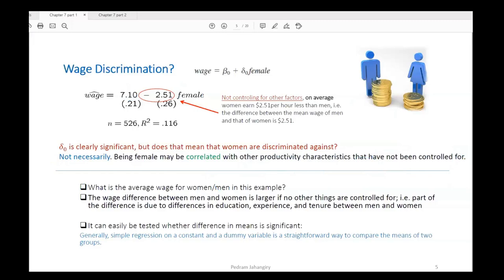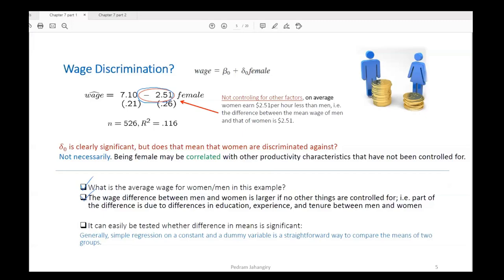Okay, now the second one. The wage difference between men and women is larger if no other things are controlled for. We are not controlling for anything, and we believe that this number is big, i.e., part of the difference is due to the difference in education, experience, and tenure between men and women. If I control for all those other explanatory variables, hopefully this number is going to get smaller and smaller. Ideally, we hope that it becomes insignificant. But as of 2020, we are going to see that it is significant, but the magnitude is smaller.